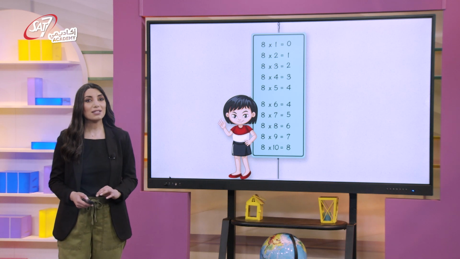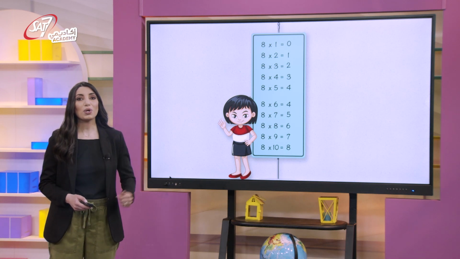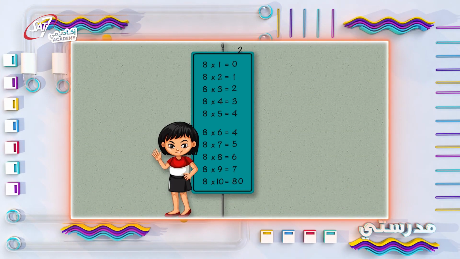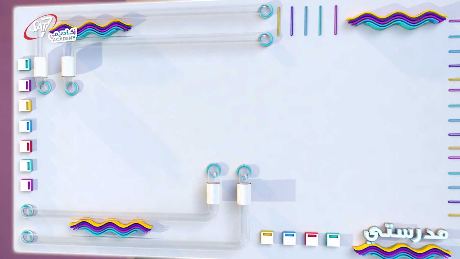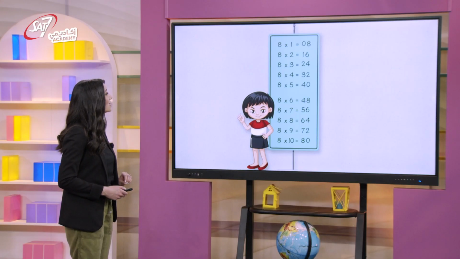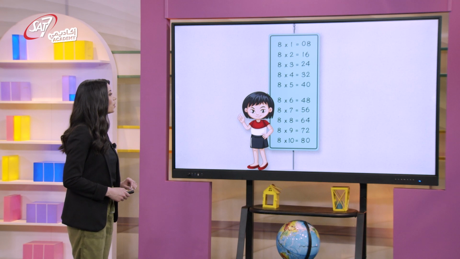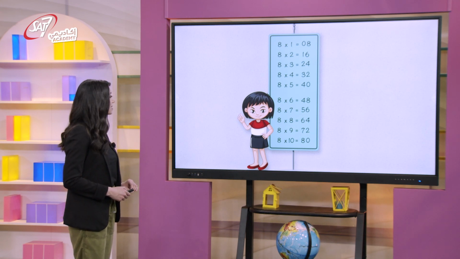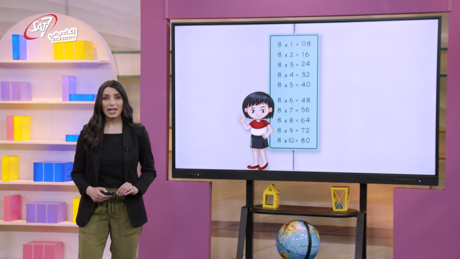Now, as we add the second digit of each answer, we will count in 2s from bottom to top. 0, 2, 4, 6, 8. Isn't it an interesting pattern? Now let's count in 8s by reading the answers. Say them out loud with me. 8, 16, 24, 32, 40, 48, 56, 64, 72, 80.